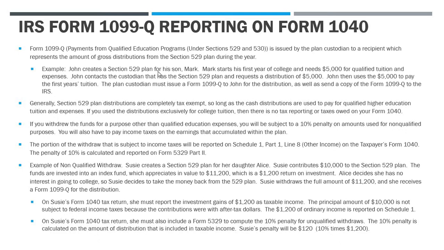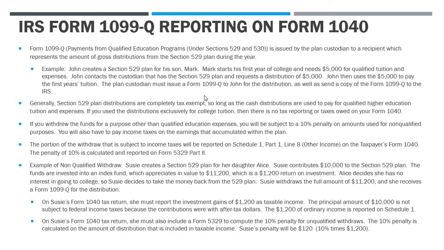So if we look at an example here, John creates a 529 plan for his son Mark. Mark is going to be starting his first year of college, and he needs $5,000 for qualified tuition and other expenses. So what John does is he goes into the 529 plan account, and he requests a distribution of $5,000, and then he uses that $5,000 to pay for the first year's tuition. Okay, that's perfectly normal. That's okay.